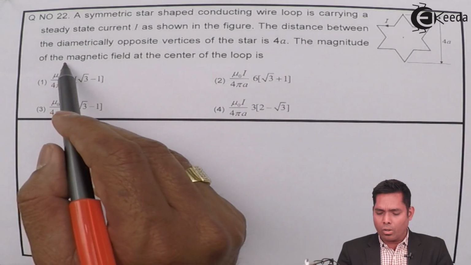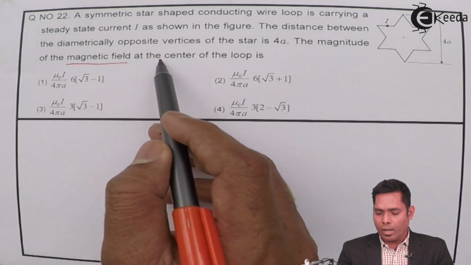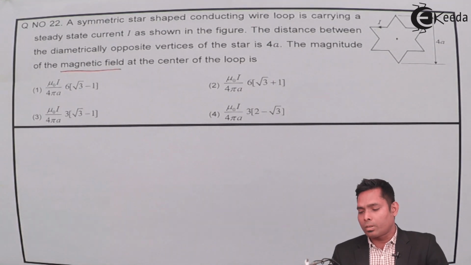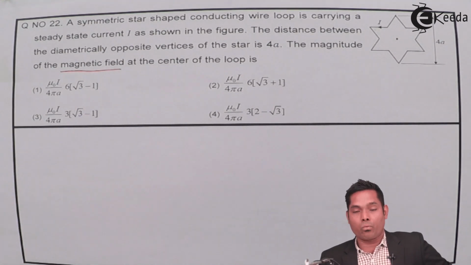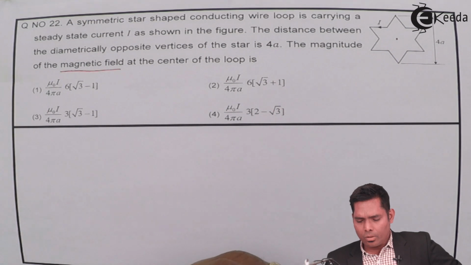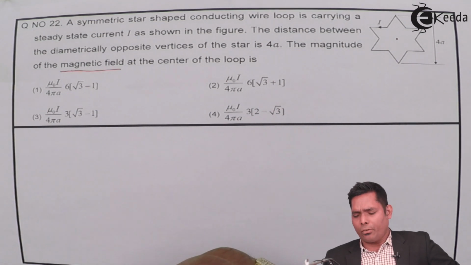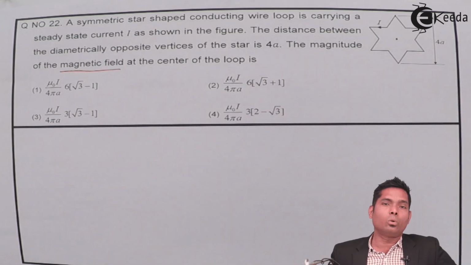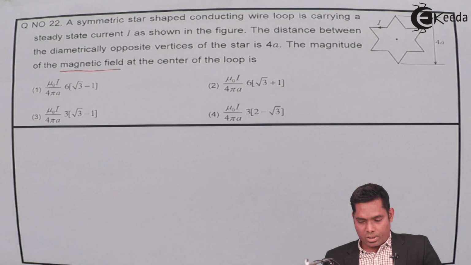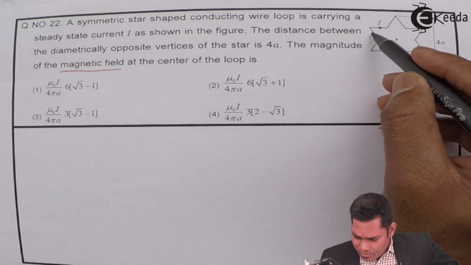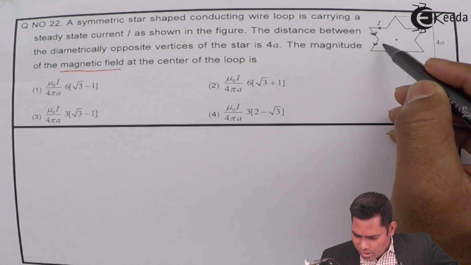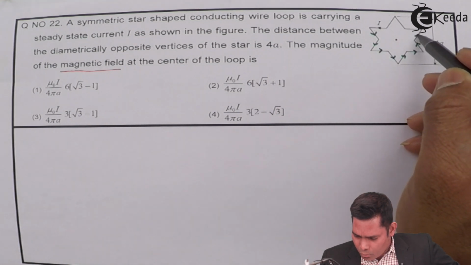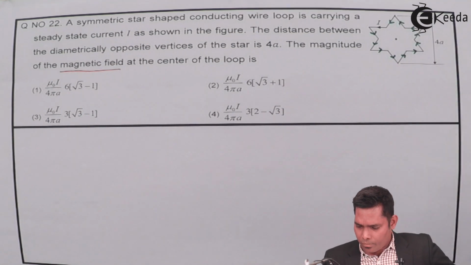The magnitude of the magnetic field at the center of the loop. So at this point, this is the center of the loop. What is the magnitude of the magnetic field? It will be due to the contribution from all those 12 conductors. First of all, you can see that the current will flow in this way.